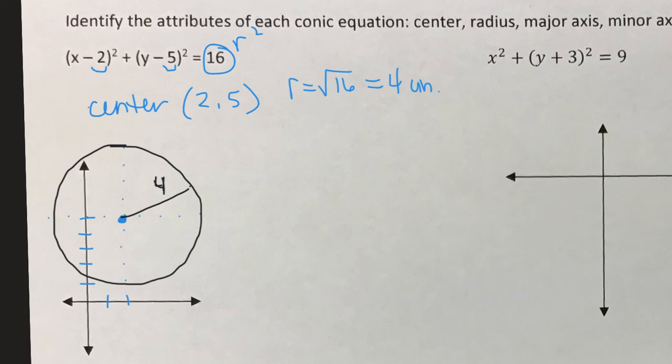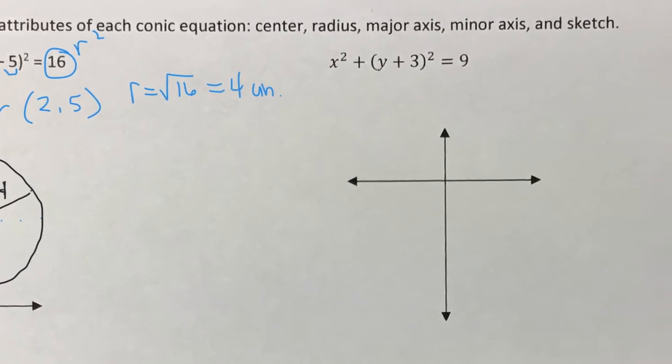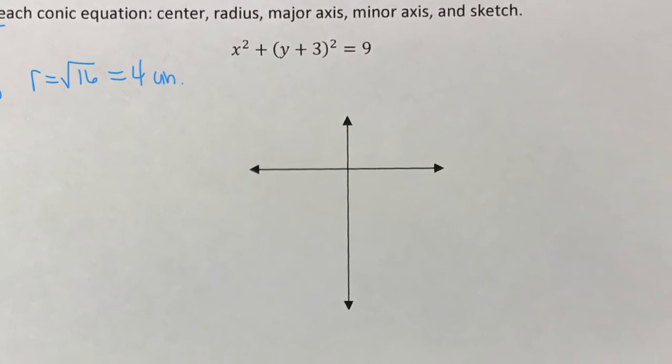So looking at our other example for our circle, notice there's no parentheses with the x. So that means you're going to have a center at 0 in the x and -3 in the y.